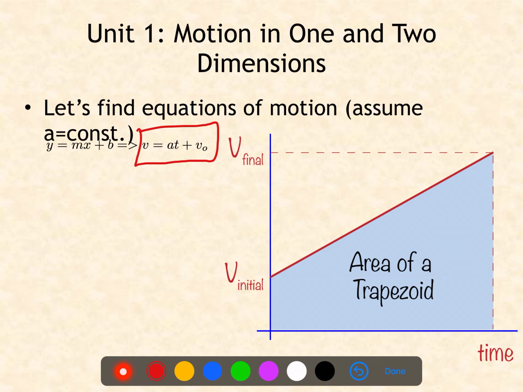Now, to come up with the next equation of motion, I've got to think about the geometry of the situation a little bit more. What do I mean by that? Well, the area underneath the curve, or the area underneath this line, if you will, is going to be the displacement that I've done. Okay, so knowing that, I basically just need to know what the area of a trapezoid is in order to figure out what my displacement is.